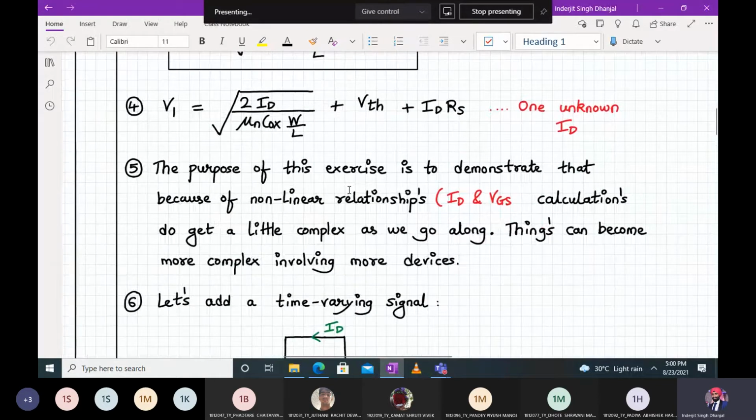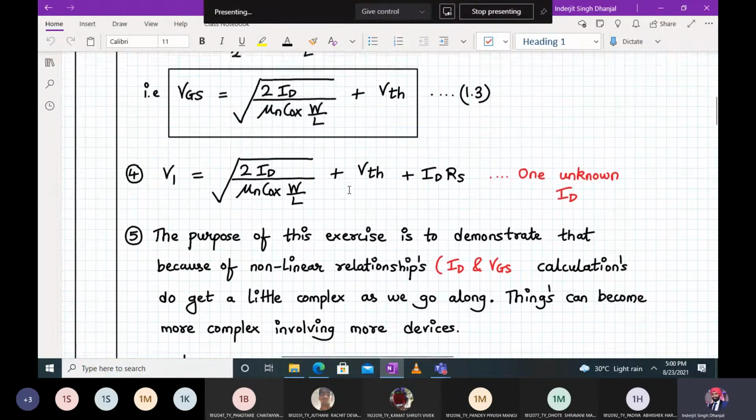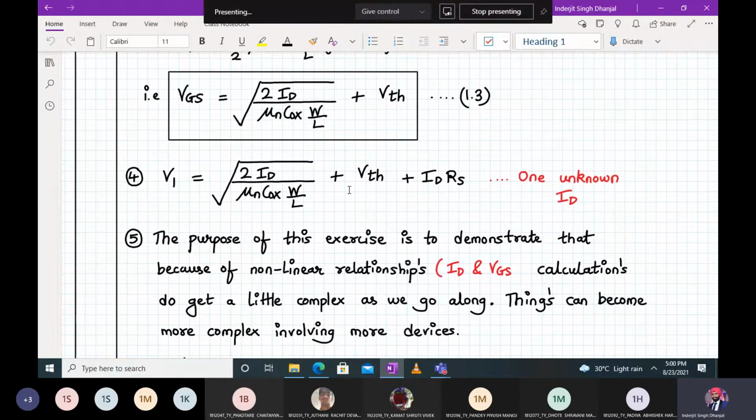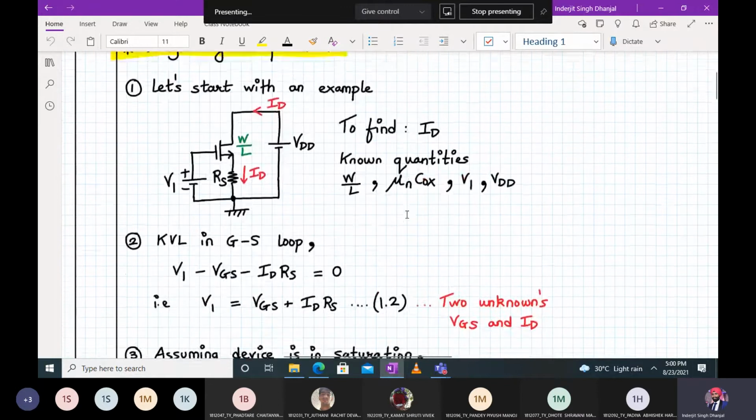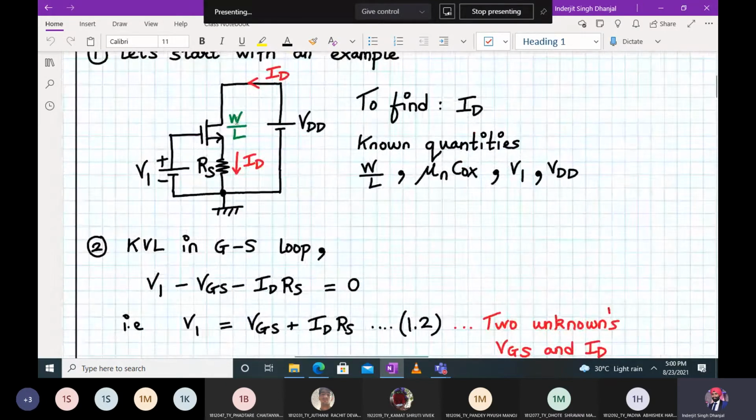So if you keep it as it is, if you don't have a small signal model, if you keep it as it is, using the formulas, you don't approximate anything, then the calculations become a little complex as we go along, and things can become more complex involving more devices. Now over here, what is this? Only one MOSFET is there, one resistor is there, that's it.